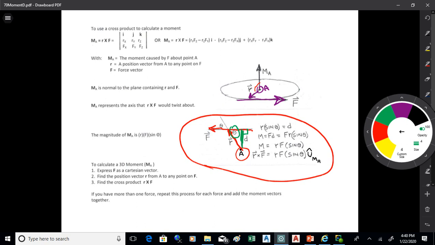Well, that's the definition of the magnitude of a cross product. The magnitude of one vector times the magnitude of the other times the sine of the angle in between. Okay? So that will get me a nice moment vector there in 3D if I do that, all right? Just comes right out.